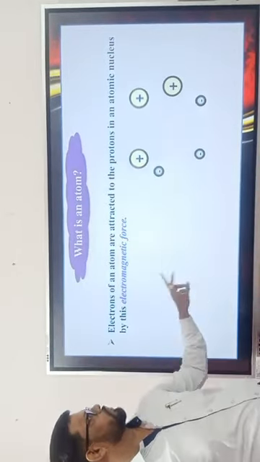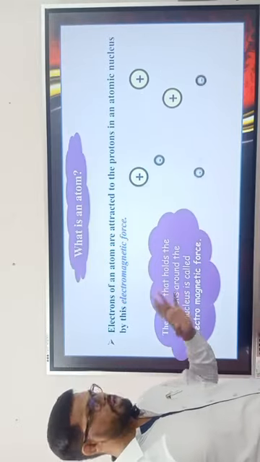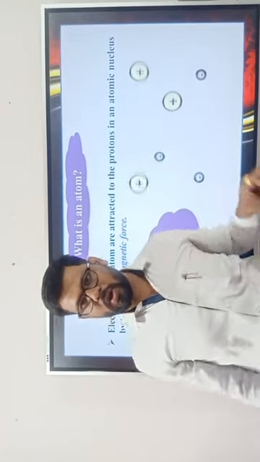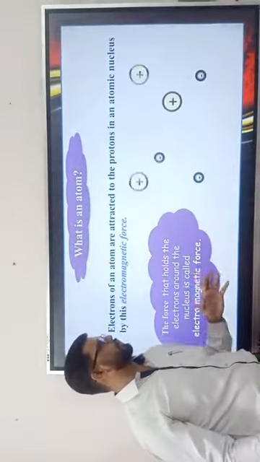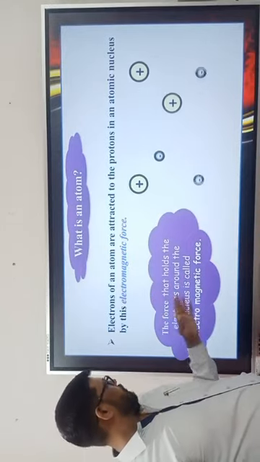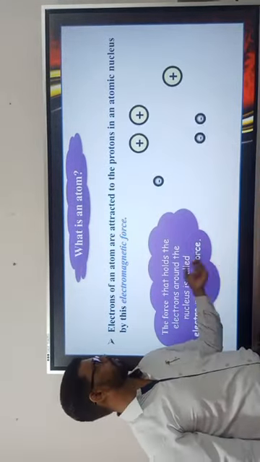The force that holds electrons around the nucleus is called the electromagnetic force. That means the same force we mentioned over here. So we can simply say that electrons in the shell or orbit are held in the shell or orbit because of electromagnetic force.